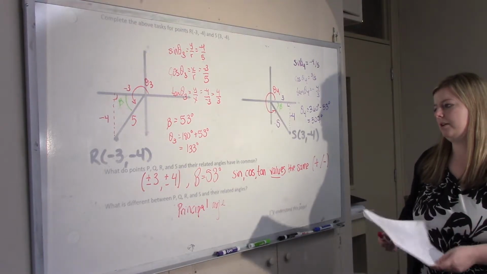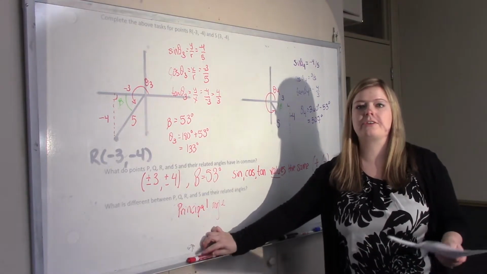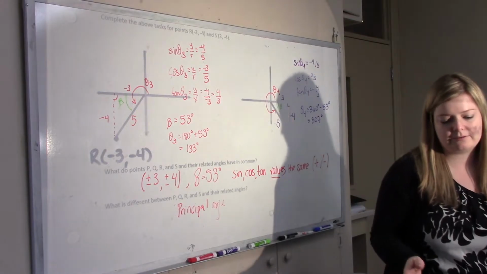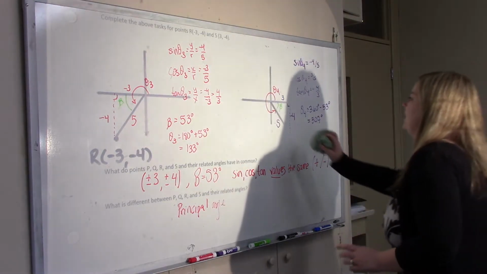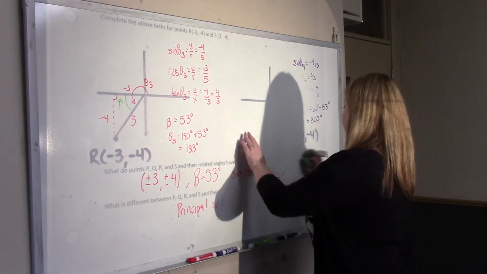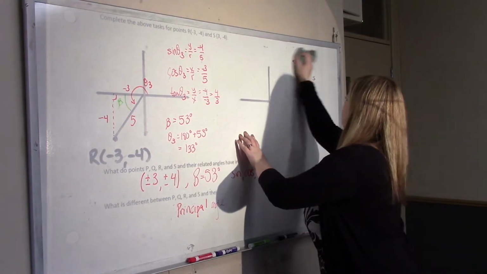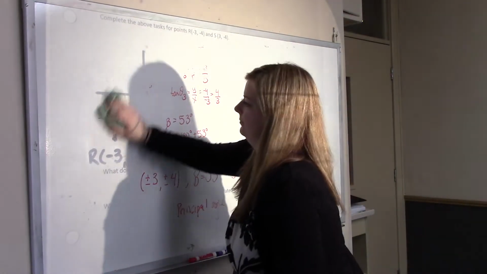Cases. Okay? And also whether sine, cos, and tan are negative or positive. So we can come to some general conclusions because of all of this information.